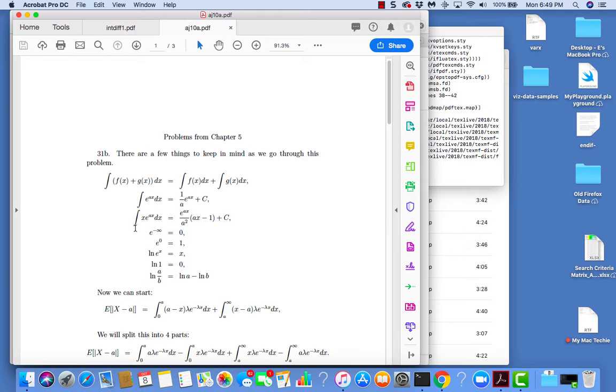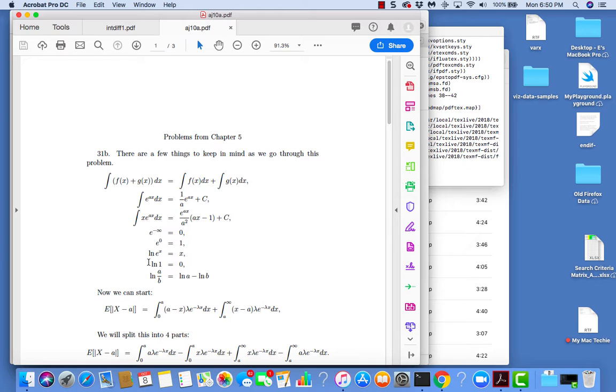If I have the integral of x e to the ax dx, that integrates to e to the ax over a squared times the quantity ax minus 1 plus c. So if we're doing our evaluation of our integrals and we end up with e to the minus infinity, that's equal to 0. If we have e to the 0, that's equal to 1.